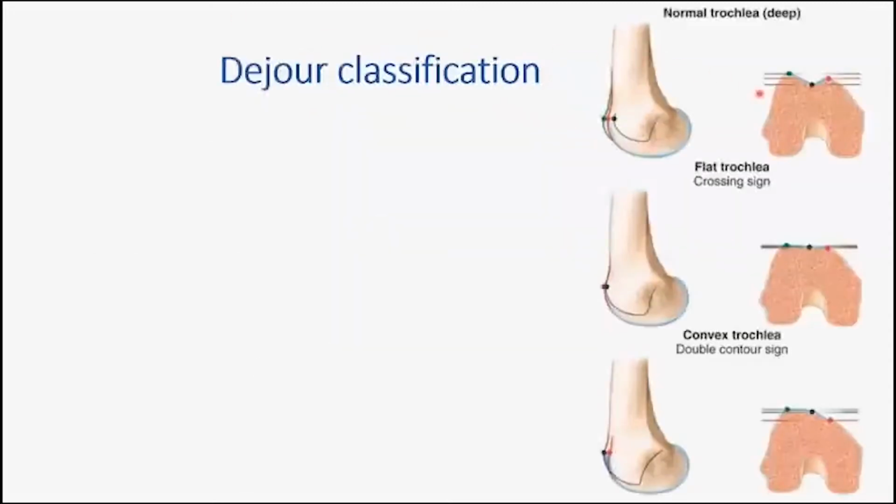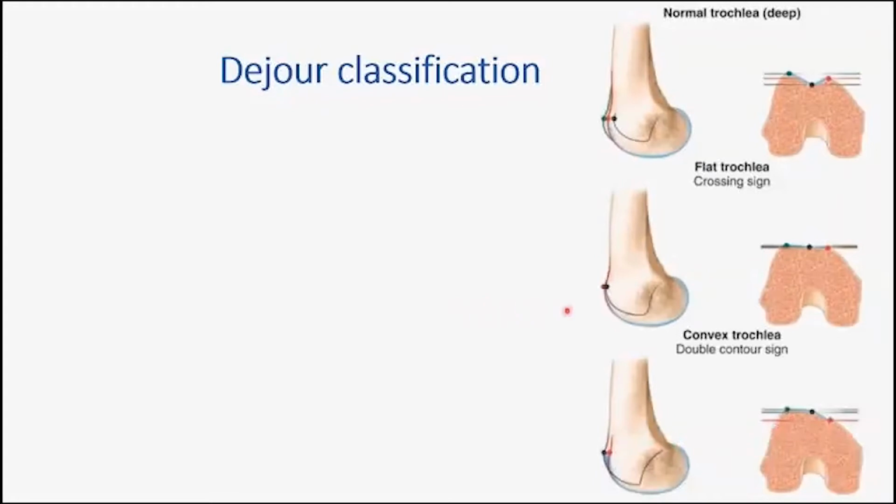In a normal trochlea with normal depth, we have three lines representing the lateral femoral condyle, the medial femoral condyle, and the floor. So we have no crossing between them. If we have a crossing, then we have a flat trochlea like this. If we have a convex lateral condyle, then we have a double contour sign due to medial hypoplasia and convexity of the lateral.